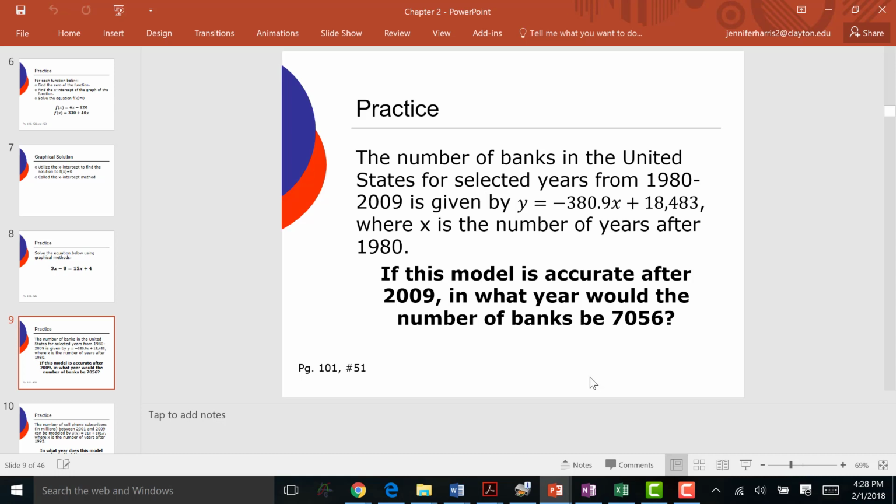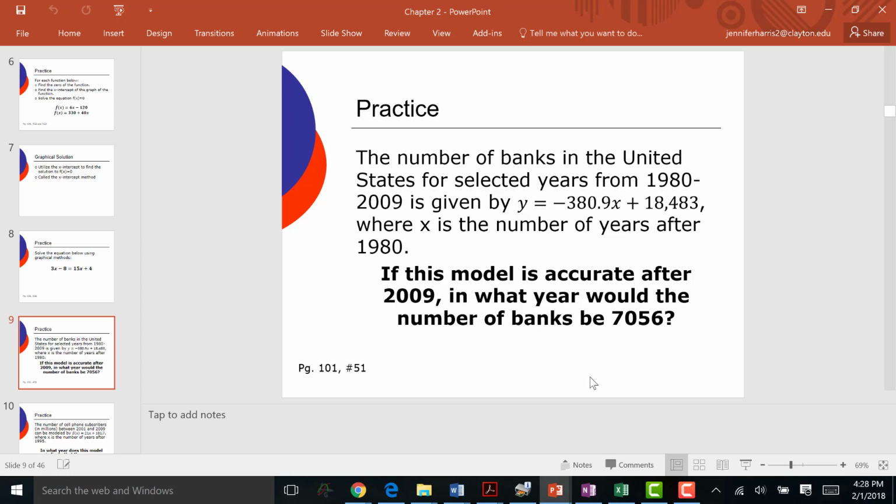Now what should I do? What have we been doing before I got to this problem? What have we been doing this whole class? Solving to get X by itself, which is the solution, the X-intercept, the zero. So what should I do now to get X by itself? Subtract what from both sides? Okay, so I'm going to subtract 18,483 from both sides.